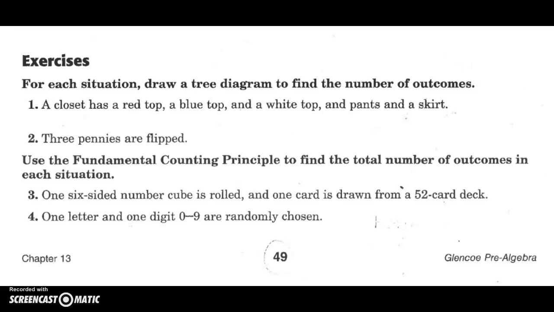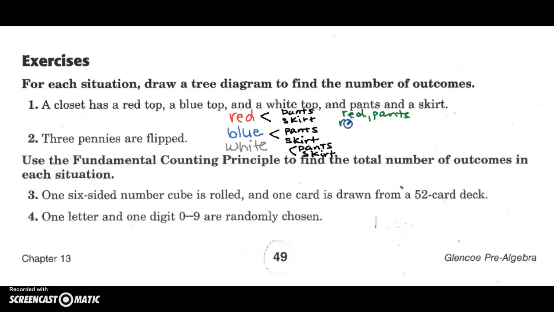Alright, so let's look at number 1. A closet has a red top, a blue top, and a white top, and pants and a skirt. Here we have our tree diagram started. With the red top, I can either wear a red top with pants, or I could wear the red top with a skirt. I could wear the blue top with pants, and I could wear the blue top with a skirt, and I can wear the white top with pants, or I can wear the white top with a skirt.